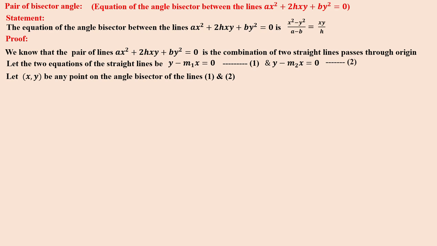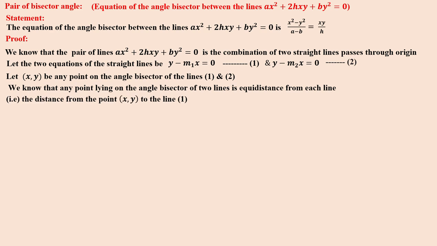So xy is any point on the angle bisector. Consider any point on that angle bisector. Measure the distance from the point xy to the first line, and similarly measure the distance from the point xy to the second line. This point is exactly in the middle of these two lines. So the distance from xy to the first line is equal to the distance from xy to the second line. Both distances should be equal because this is the angle bisector. That is the concept.